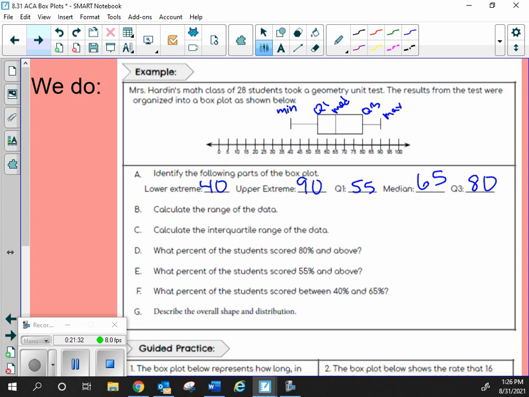Okay, letter B, it says calculate the range of the data. Calculate the range. That's when you take the high minus the low. Sophia Z, can you help me out? What would be my high value? What did we say our high value was? 90. And we're going to take our 40. And what are we going to do? What operation?